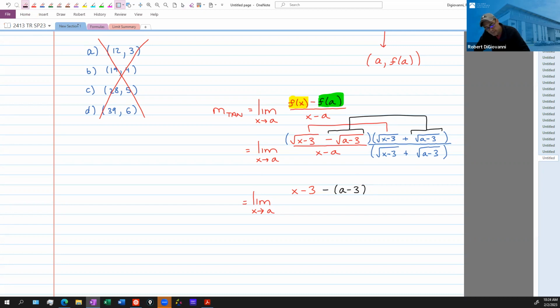Now on the bottom, I am not going to multiply this out. I'm just going to leave it as x minus a out front, and then this big ugly looking thing, square root of x minus 3 plus square root of a minus 3.